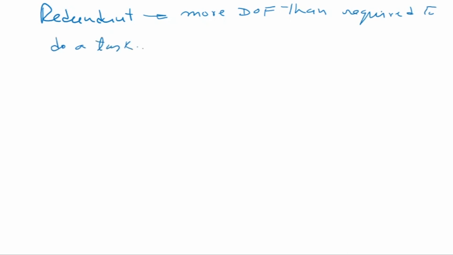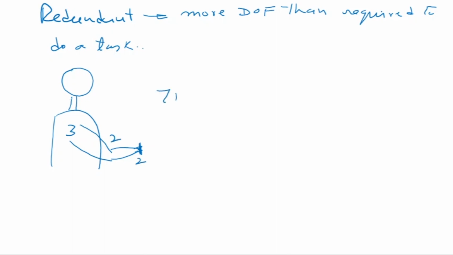Okay, now let's take the example. The example is for a human being. For example, this we can all understand because we always do things like we do this with our arms. So this is my hand, and we are holding an object at a particular point, and we have 3 degrees of freedom, 2 degrees of freedom here, 2 degrees of freedom here. So we have 7 degrees of freedom.